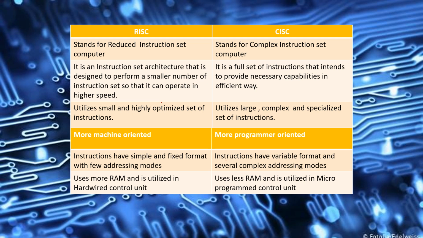Now we see the RISC. RISC utilizes a small and highly optimized set of instructions. In case of CISC, it utilizes a large, complex, and specialized set of instructions. In RISC, instructions have a simpler and fixed format with few addressing modes. And in case of CISC, instructions have variable formats and several complex addressing modes. In case of RISC, it uses more RAM and it's utilized in hardware control units. And in case of CISC, it uses less RAM and is utilized in microprogram control units.